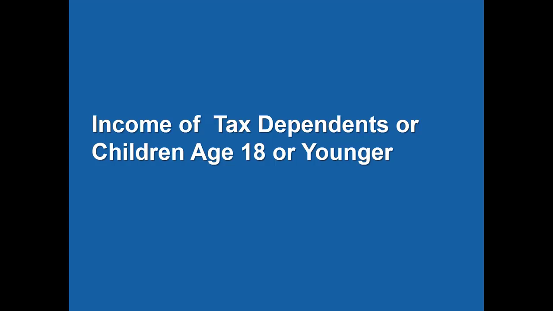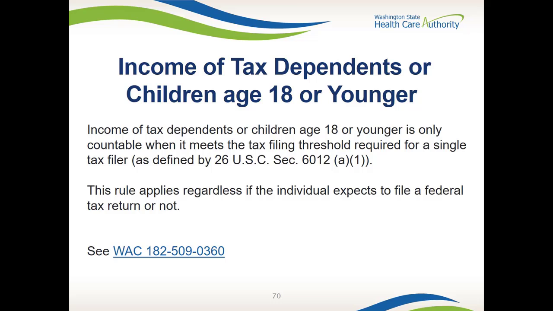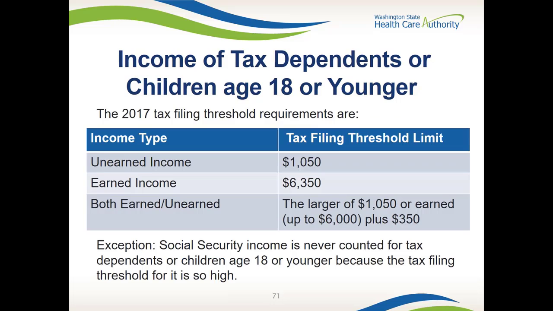Income of tax dependents or children age 18 or younger. Income of tax dependents or children age 18 or younger is only countable when it meets the tax filing threshold required for a single tax filer. This rule applies regardless if the individual expects to file a federal tax return or not. Here are the 2017 tax filing threshold requirements. As you can see, there are different limits for earned and unearned income. Keep in mind, Social Security income is never counted for tax dependents or children age 18 or younger because the tax filing threshold for it is so high.